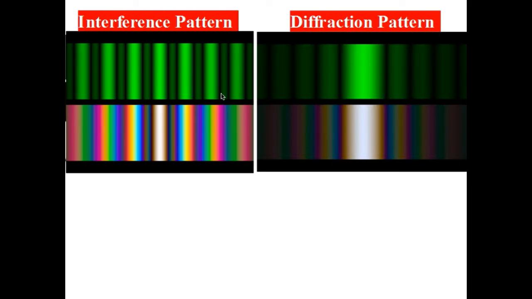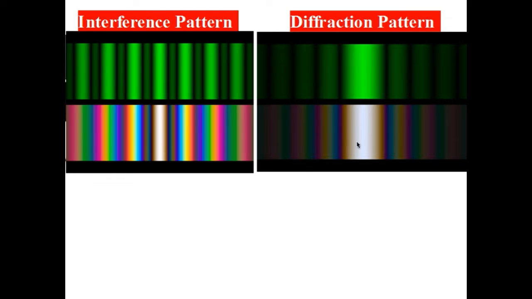Here I have interference and diffraction for green light and for white light. Here is the diffraction of the green light, and this is the central bright fringe. Here the central bright fringe is double the width of the other bright fringes, and we see that the intensity or the brightness of the other bright fringes decreases so much.